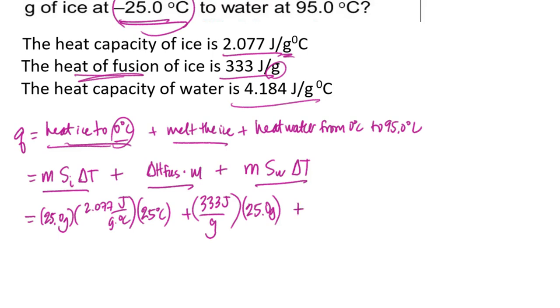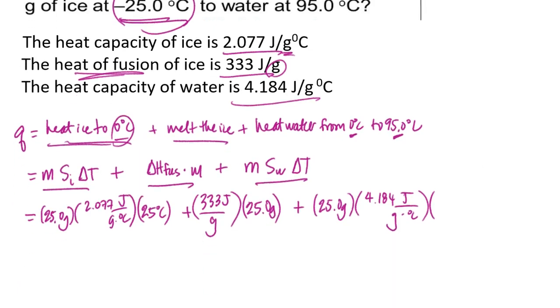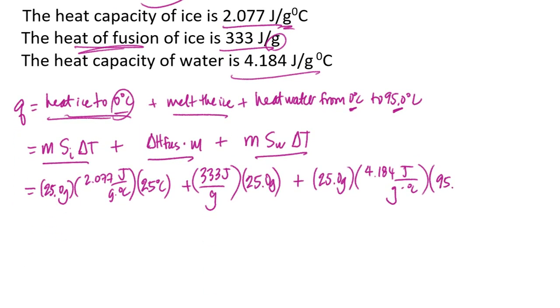Then, my last term, I'm going to take my mass of what is now water, which is 25 grams, and then multiply that by the specific heat capacity of water, which is 4.184 joules per gram times degrees Celsius, and then multiply by the temperature difference. Well, I'm going from 0 to 95 degrees Celsius, so that should be a temperature difference of 95 degrees Celsius. So if I go ahead and do the math, notice that my units cancel, so that I'm only left with units of joules.